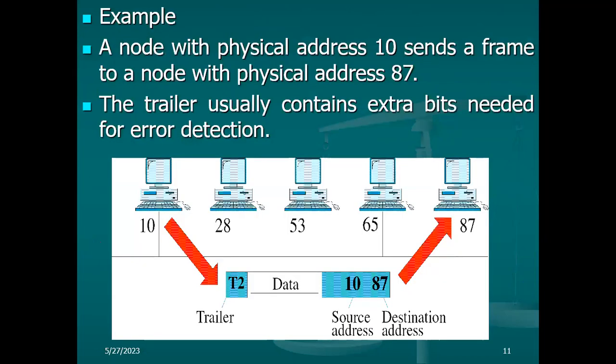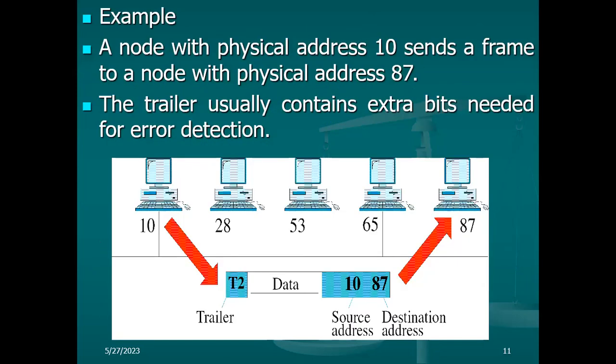So, for example, here several devices are connected in the network with the addresses 10, 28, 53, 65, and 87. Suppose the system with the address 10 wants to transmit data to the system with the address 87. Then the data link layer should form a frame which includes the data as well as the source address, that is 10, and the destination address 87. So the additional information added along with the data is known as the frame.